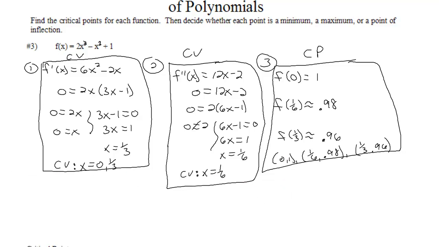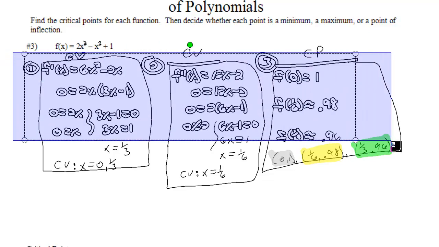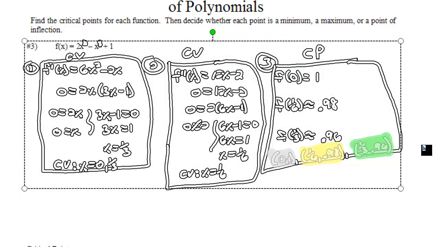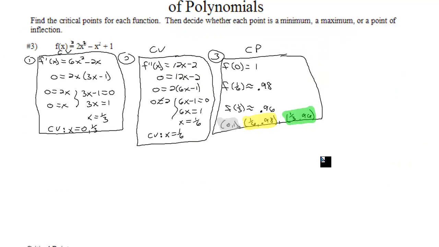I can tell you right now what each of these are. This one here is a maximum. This one here is an inflection point. This one here is a minimum. I'm 100% certain with doing no work. Regardless, we're going to do the work, and then I'll show you how I know that just by looking at it, and you probably know it as well, hopefully. So here's the work that you can show for this.